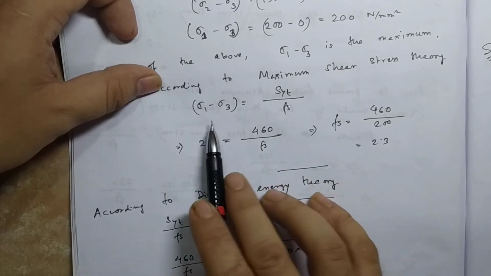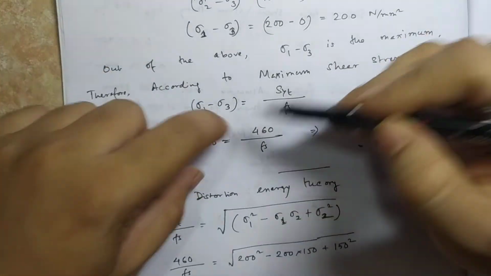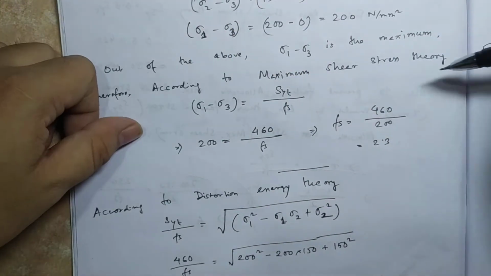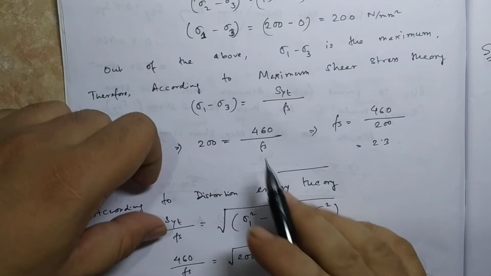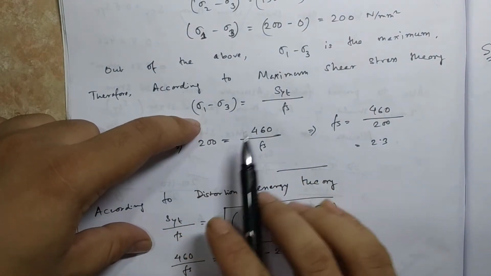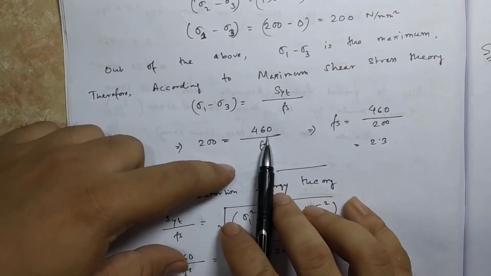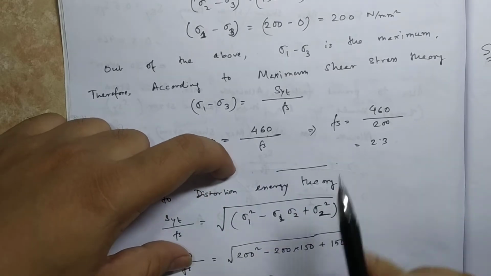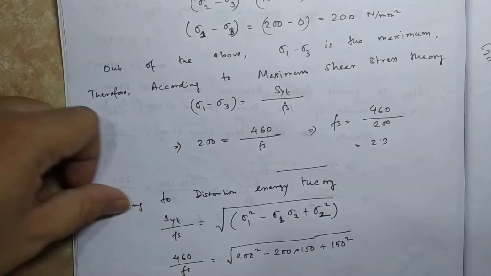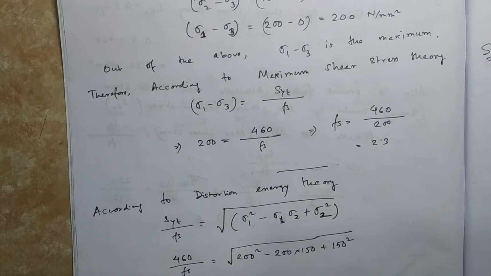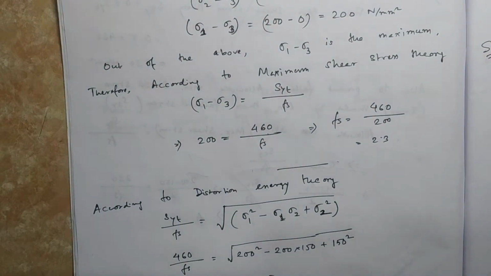Okay, so that is what we have obtained from maximum shear stress theory only. So this is your difference. You put the difference, the SYT value 460 divided by factor of safety, and simply you get the factor of safety from here. This is 2.3.